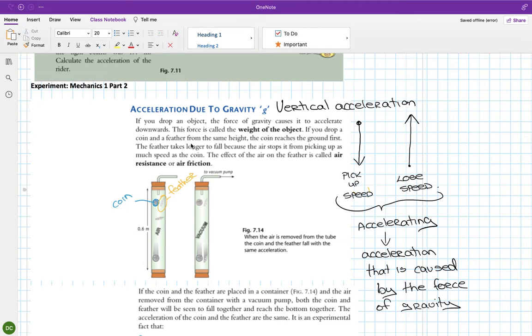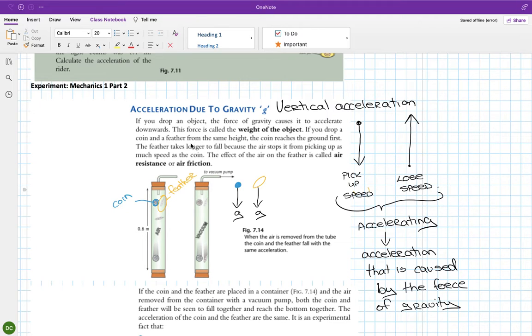Okay, so if I draw the coin here outside and I draw the feather here outside, the force of gravity acting on both of them is going to be exactly the same, okay? Because the force of gravity depends on where they are, and they're both being dropped from, I don't know, my hand standing in the lab.